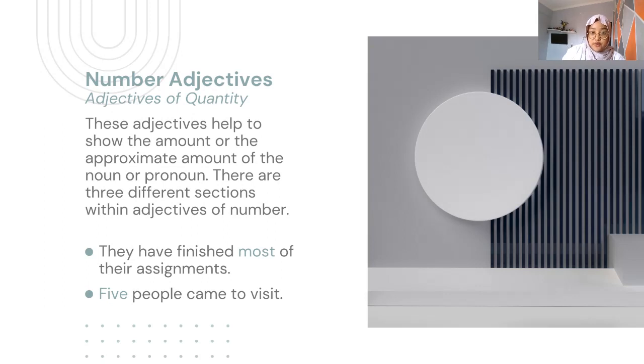Number adjectives. Adjectives of quantity. These adjectives help to show the amount or the approximate amount of the noun or pronoun. There are 3 different sections within adjectives of number. For example, they have finished most of their assignment. 5 people came to visit.